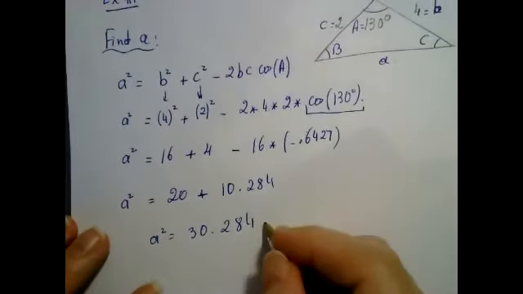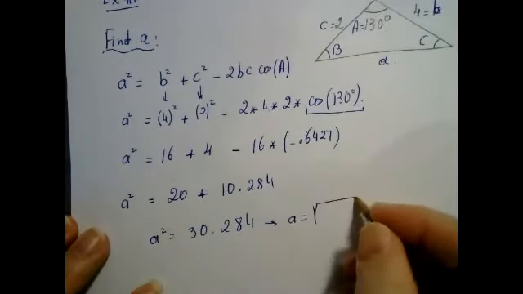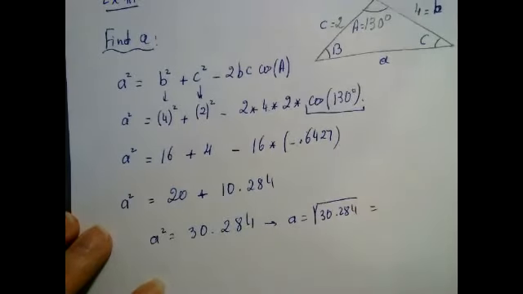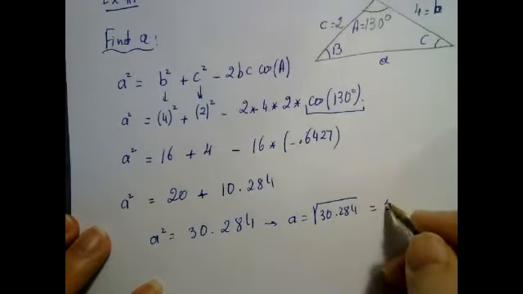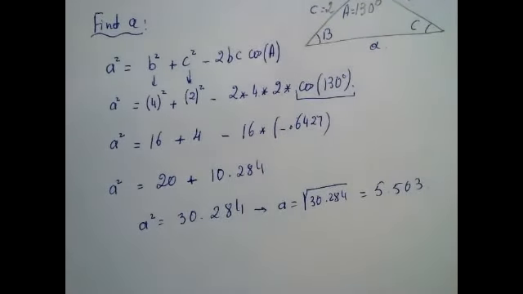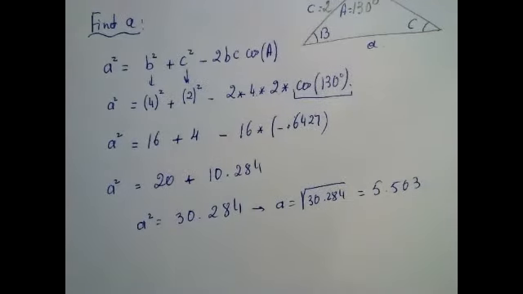It means a squared is 30.284, so the side a is the square root of that. The square root of 30.284 gives me 5.503, to 3 decimal places. Okay, so that's how we apply this law verbatim. So I have some information about the triangle, and the question is how we're going to find the other information, right?